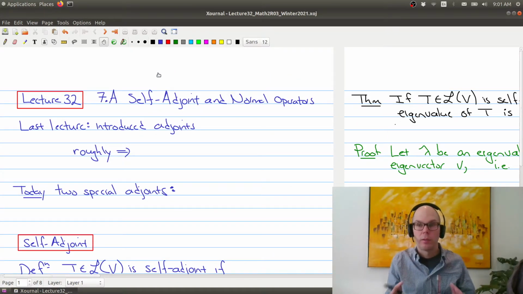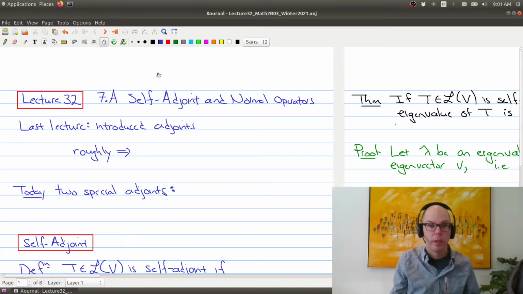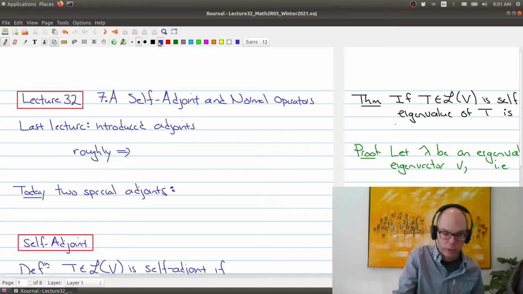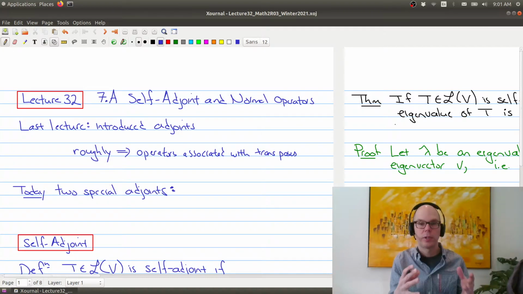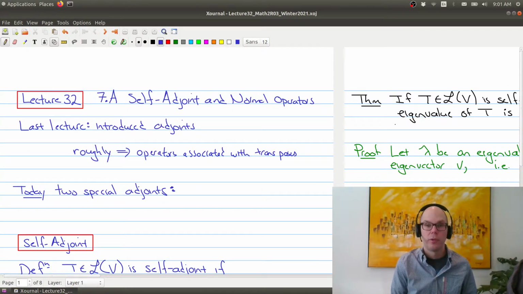Just to remind you about where we were, in the last lecture, Lecture 31, we introduced what an adjoint is. Roughly, these are operators associated with transposes. So if you have an operator and you look at its associated matrix, M(T), then you could take the transpose of that matrix and that corresponding operator is called the adjoint. That's a very rough way of defining what's happening.